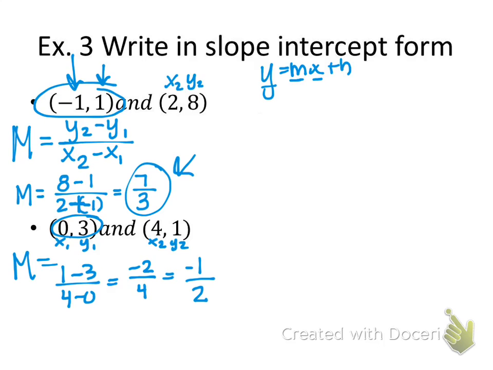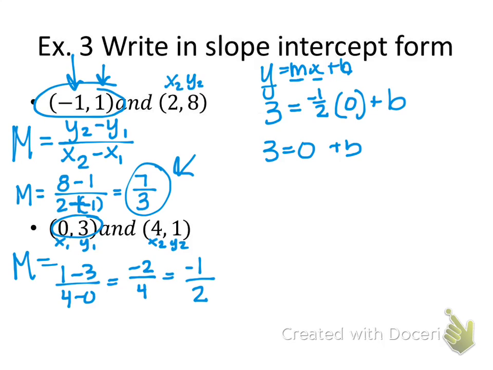What is the y that I know in this first point? 3. Very good. What is the m that I've just found out? Negative 1/2. What is the x that I know from my point? 0. And then I don't know b. That's the whole point. I'm trying to figure it out. Okay? What's 1/2 times 0? 0. 3 equals 0 plus b.